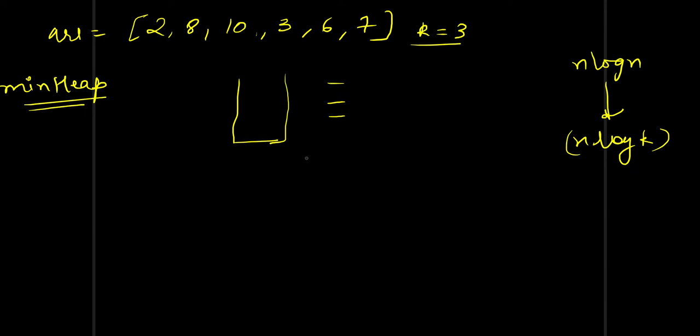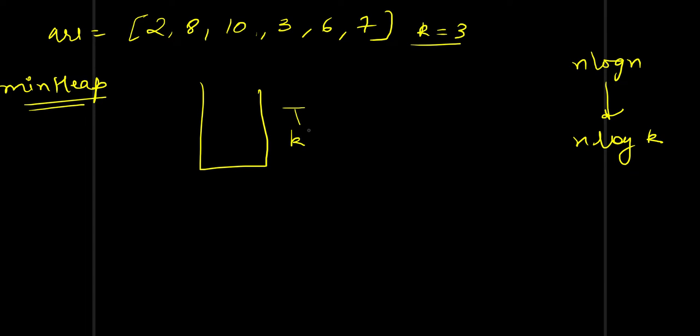So we can use only the kth approach. We will create a priority queue of size k. We will add all the elements up to size k, and for any other element we get after iterating, we will pop the top, which will be the smallest one, and push the next one. Now let's go through this example.